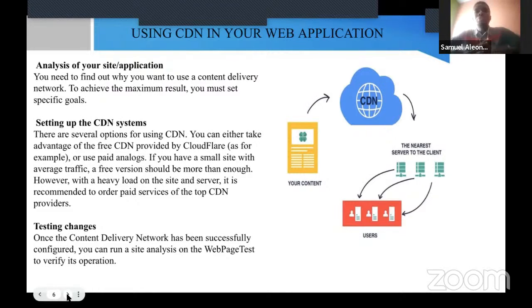Now, to use it in your application, you will need to analyze your application. Why does the application need CDN? Does it really need a dedicated CDN service? And what do you want to achieve? Let's say it takes 5 seconds to load a page, and you want to reduce it from 5 seconds to 2 seconds. Then you also look at where your users are. After you've analyzed the website, you then set up the CDN system.